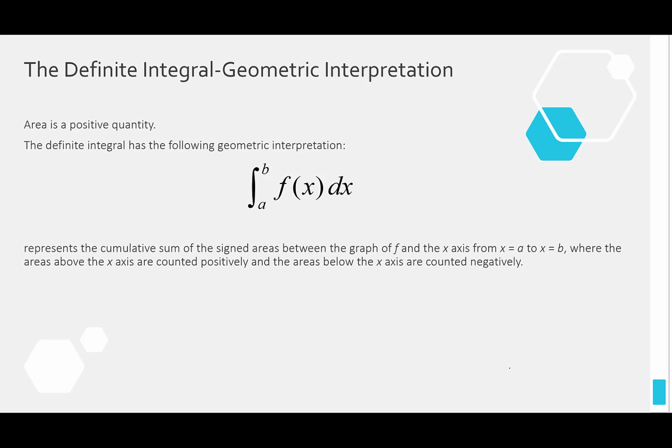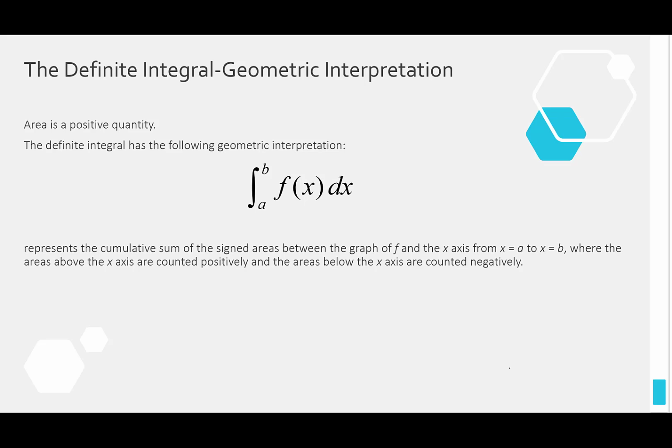Let's talk a little bit more about the definite integral and the geometric interpretation. So we want to think about area as being positive, but when we're looking at this on a graph, everything above the x-axis is positive and anything below the x-axis is going to be negative. So we may need to split up our graph like I did earlier with the profit function and look at things positive and negative and how they're going to work together.